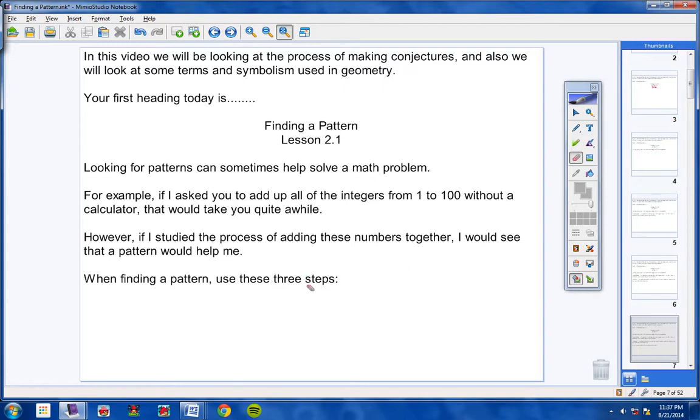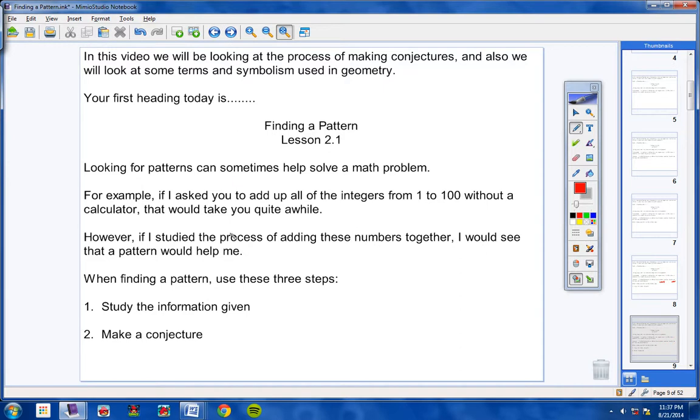When finding a pattern, I want you to use these 3 steps, and I would like you to write these 3 steps in your notes if you would, please, okay? We're going to use these 3 steps. Write these down, please. Step number 1, you study the information given. And that's what I did when I had all of my numbers 1 plus 2 plus 3 all the way up to 97 plus 98 all the way up to 100. I studied my information, okay?